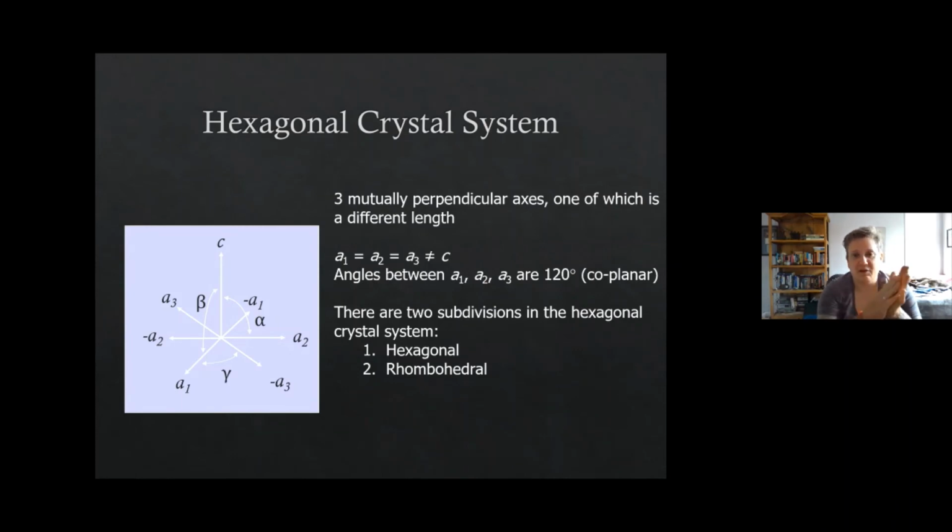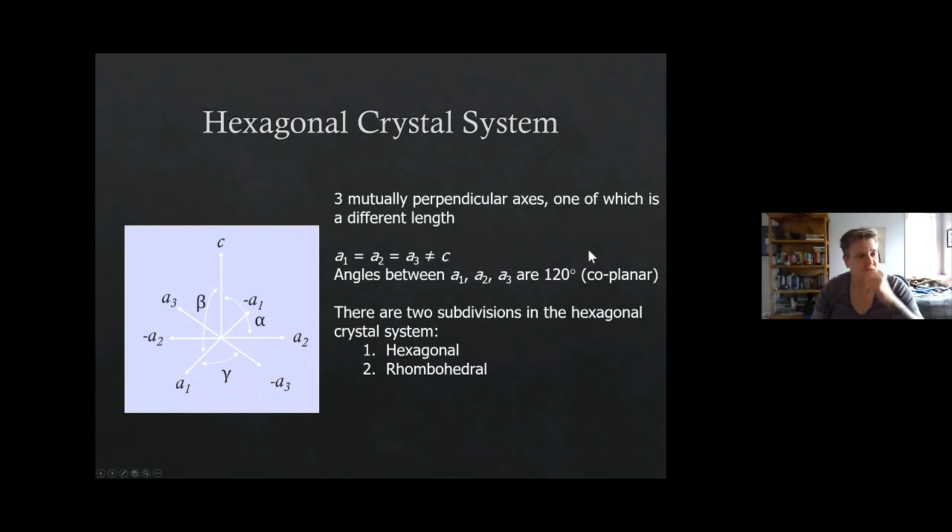The hexagonal system is the one that gets a little bit more complicated. In this case, because it's hexagonal, we're talking about 4 different axes. One of them is the C axis, which again is always the one that's the length of the crystal, and then the 3 other axes define that hexagon. So the angles between A1, A2, and A3 are 120 degrees, and they're always going to be coplanar.